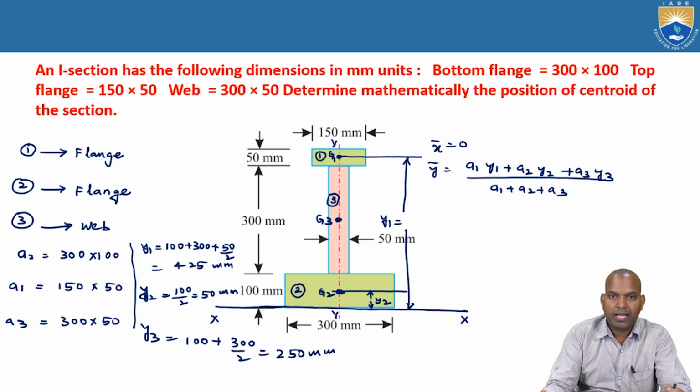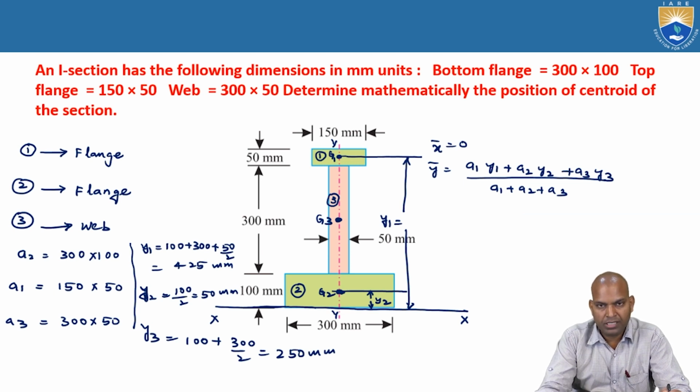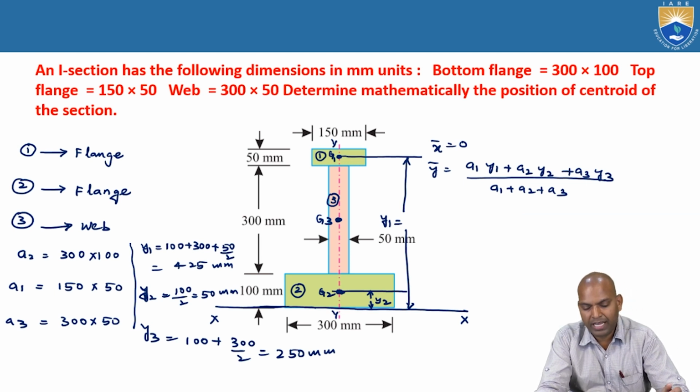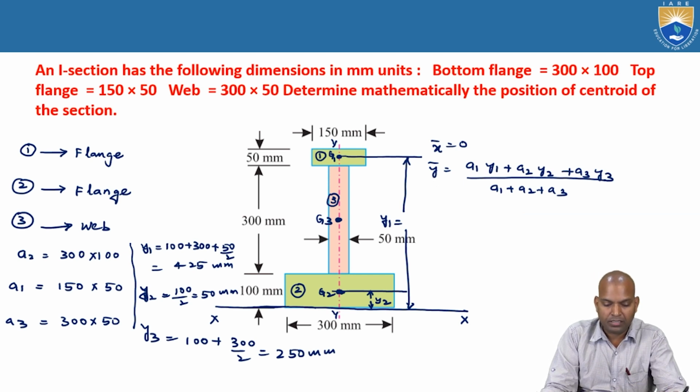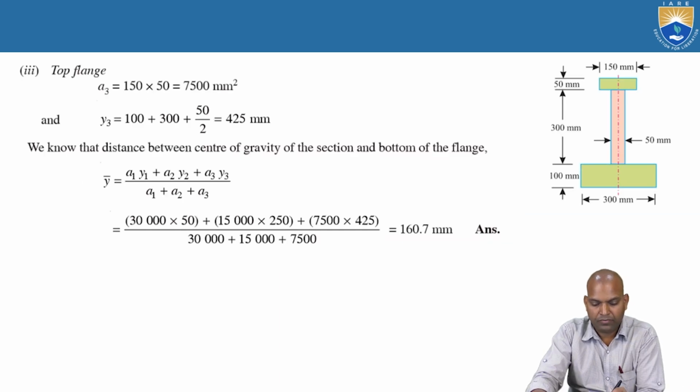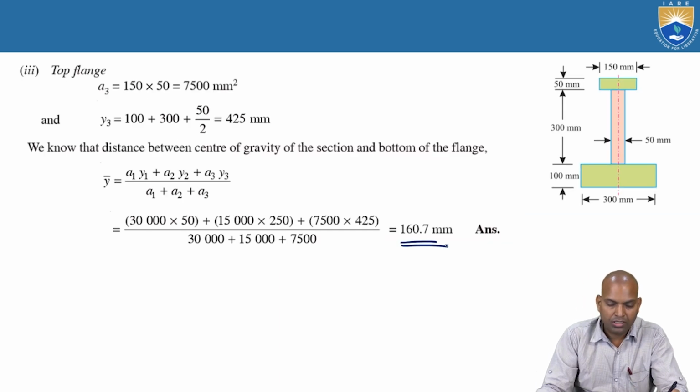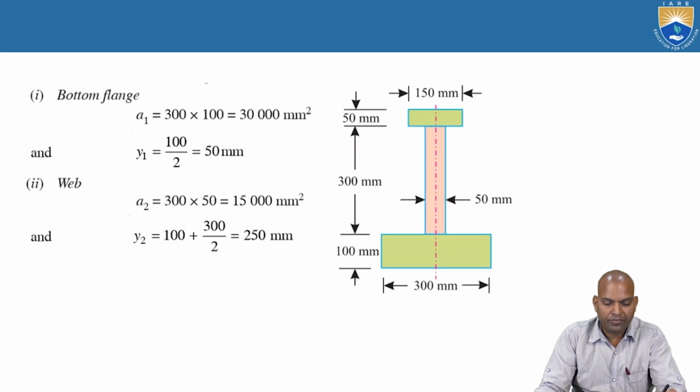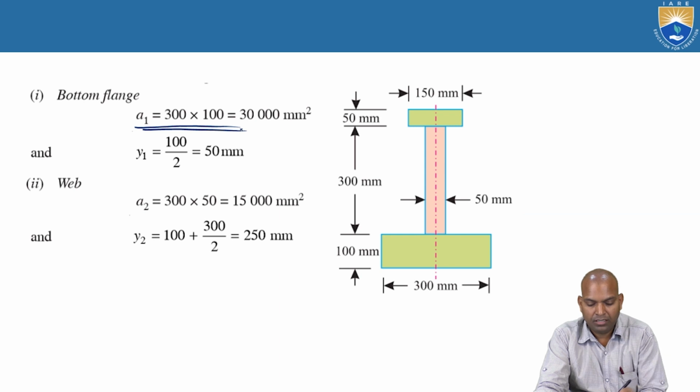So substitute these values of A1, A2, A3 and Y1, Y2, Y3 in the derived expression for bar Y. Then bar Y is obtained, calculated as 160.7 millimeters. What is the bottom flange area? 300 times 100, that is 30,000 square millimeters, because it is a rectangle, and the area of a rectangle is length into breadth.